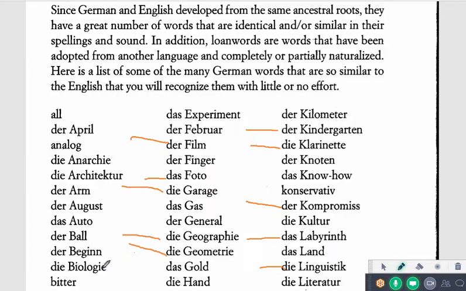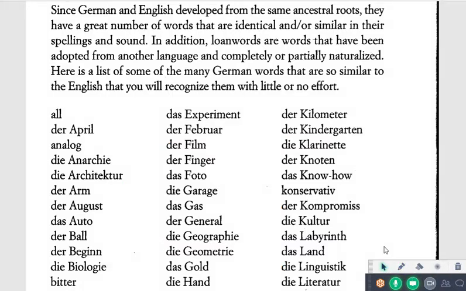Linguistics. Und die Biologie? Biology. Der Kilometer. The kilometer. Yeah, okay. So it's very straightforward. These are obviously cognates, words that have exactly the same meaning in English as they do in German, which you can find all over the place.